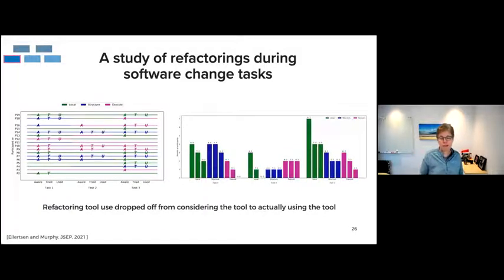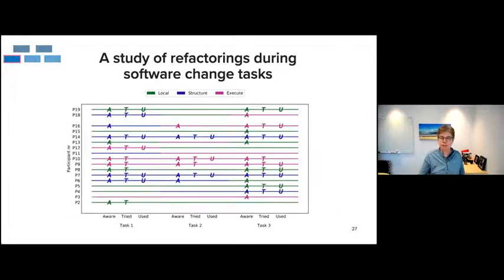So I'm going to zoom in on each of these charts in different ways to drive home the point that refactoring tool usage, because I want to hone in on that now, actually dropped from the point when they were considering the tool to be used to actually using it. And that is actually impacted by the kinds of strategies that they were taking. So this particular chart shows you 3 groupings of tasks on the x-axis, and it shows you all the participants in each row. If there's an A, it shows that they were aware of a refactoring tool. If it shows a T for a task, it shows that they tried it. And if it shows a U, it shows that they used it.